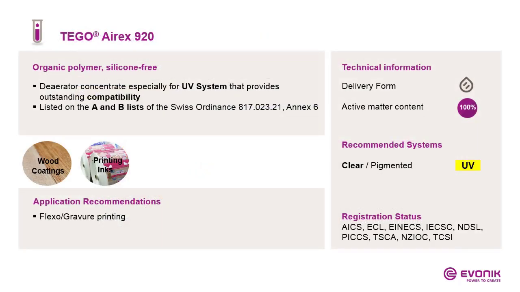Now, moving on to TEGO Airex 920. TEGO Airex 920 is special because it is mainly used for UV systems. The silicone-free deaerator is especially recommended for clear systems due to its outstanding compatibility promotion. Since it is listed on the A and B list of the Swiss ordinance, it is also safe to use for packaging. The delivery form of this product is liquid concentrate, and it has 100% active matter content. This deaerator is mainly used in UV systems of wood coatings and printing inks.